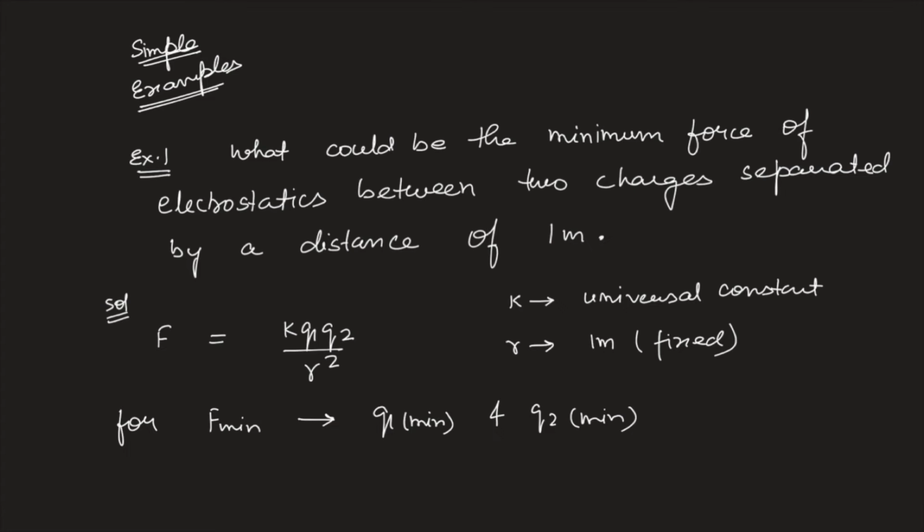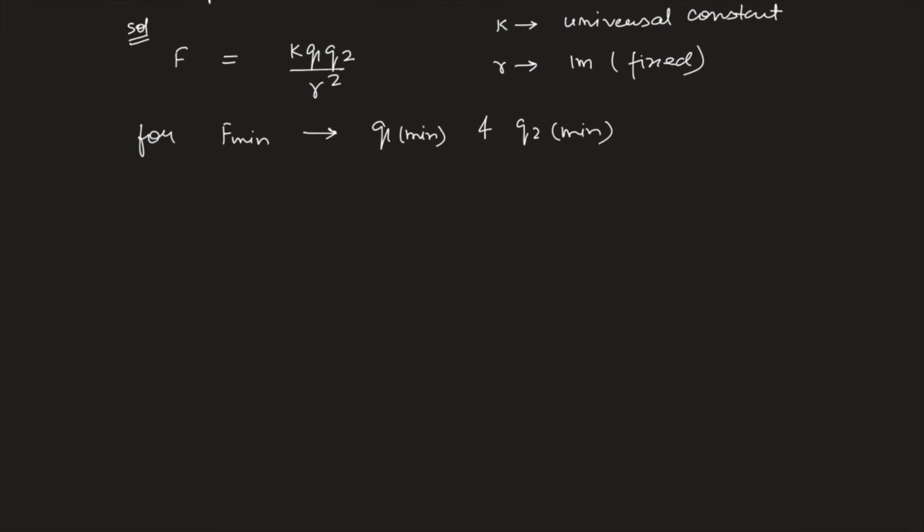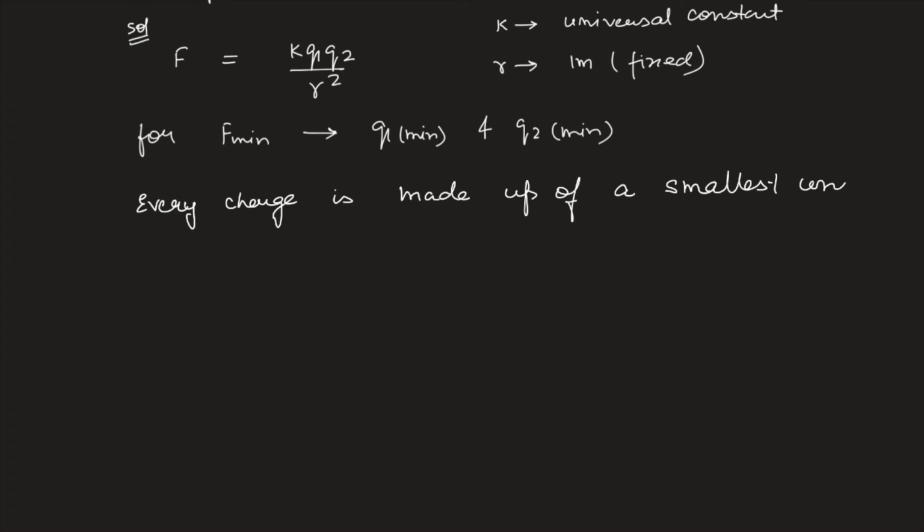Now the question is, what is the minimum value of a charge? We discussed this in the last topic on properties of charges, especially the last property, quantization: every charge is made up of a smallest unit. And what is the smallest unit? The smallest unit is the charge of an electron.